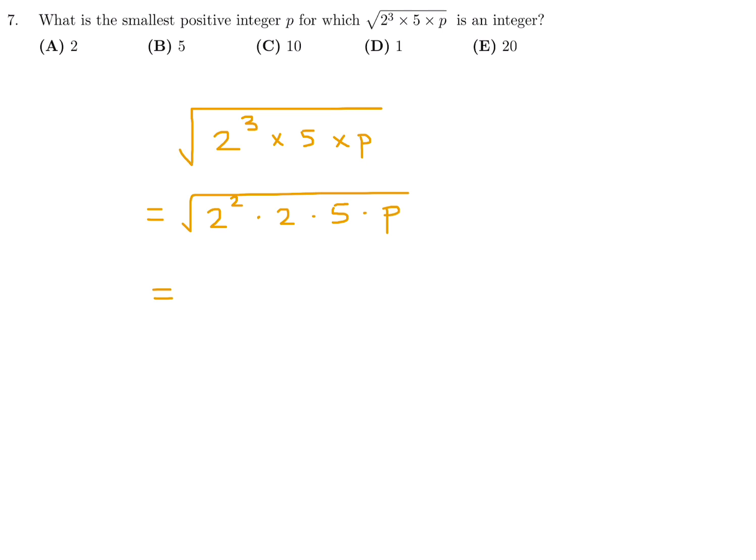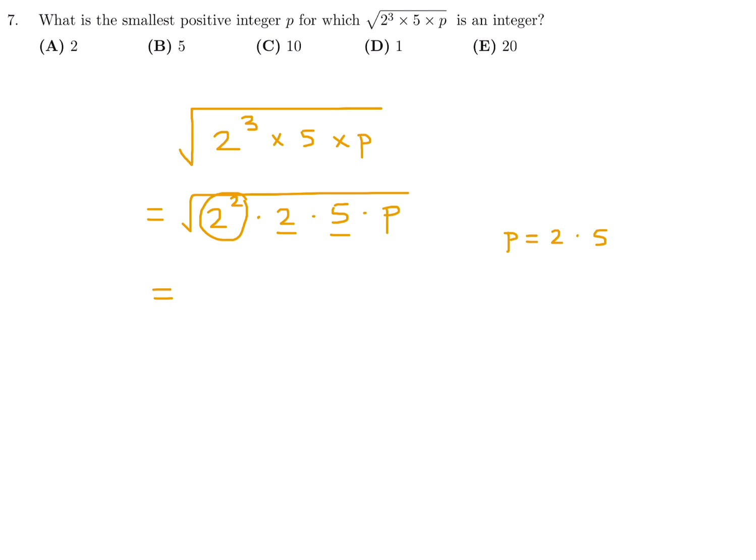So p, when combined with this and this, must give a perfect square. This is already a perfect square, so if you take the square root of that, it's going to give you an integer. So if p was 2 times 5, that would work because it would make this 2 times 2, that's a perfect square. And then if p was 2 times 5, we'd combine this 5 with that 5, and that's also a perfect square.